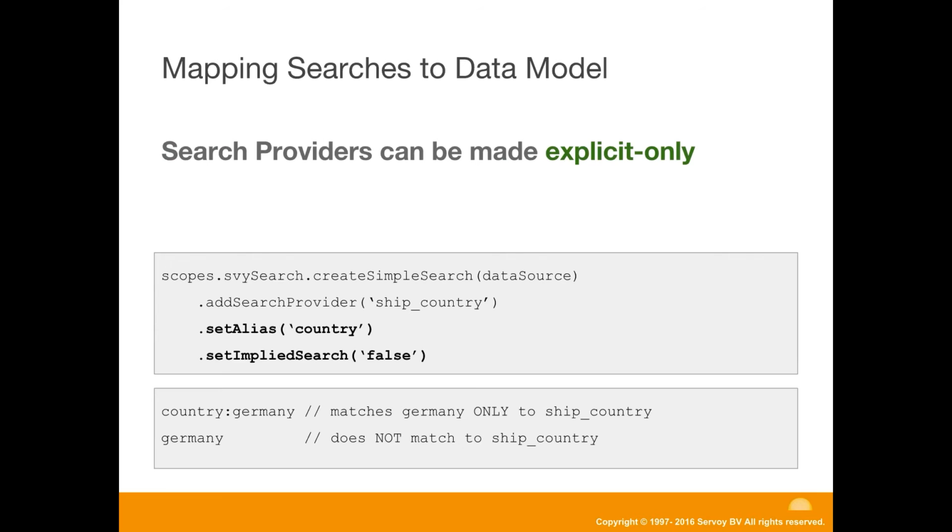So search providers can be made explicit only. This is kind of a minor implementation detail, but by default, anything that you set up when you add a search provider will be searched. So you might add 10 search providers, and you type in one token, and it's going to look for that token across 10 search providers. But you could say, hey, I don't want to let the user search for country unless they explicitly type it. So then you could add more search providers which are explicit search only, and that's a simple Boolean flag that you can set on the search provider level.